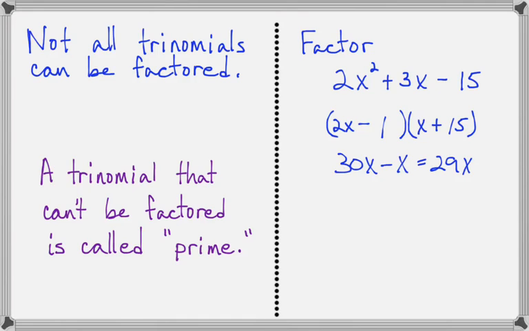But the problem is here we're out of choices. We've tried all the factors of 15 every way we can think of, and nothing works. And there's no other factors to try for 2x squared, because these are the only two factors that will give us 2x squared. So I'm out of choices. So when you try everything and you're out of choices, then you can say that your trinomial is prime. But before you jump and say it's prime, please make sure you've tried every possible combination of factors.